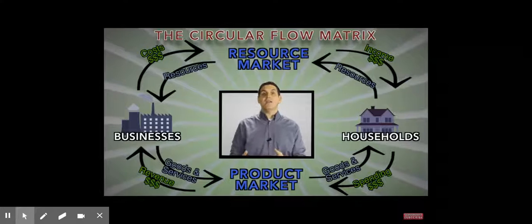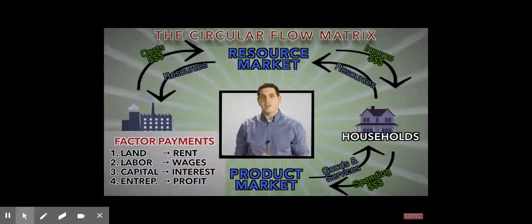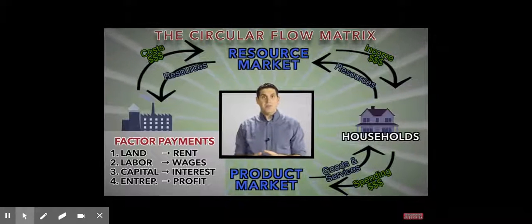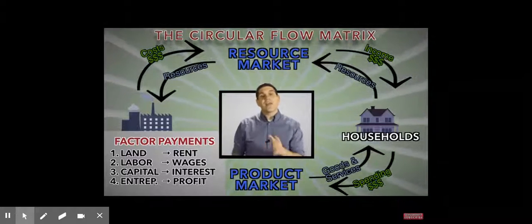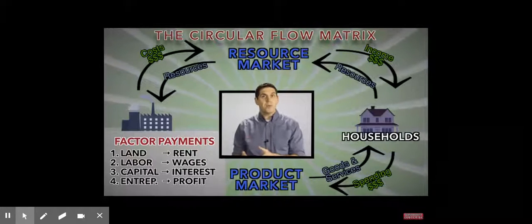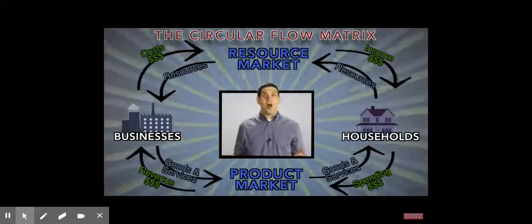Those engineers earn income. Economists break down income in 4 different types that go along with each of the 4 factors of production. They're called factor payments. When you sell land, you earn rent. When you sell labor, you earn wages. For capital, you get interest. And for entrepreneurship, you get profit. So this is it, the circular flow matrix that shows how a market economy works.